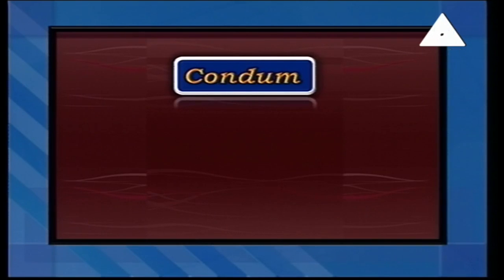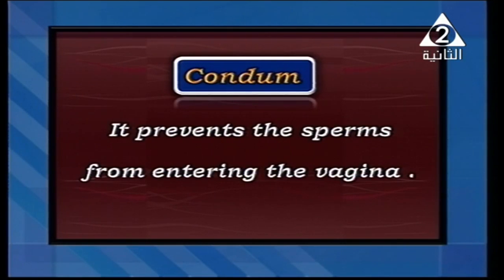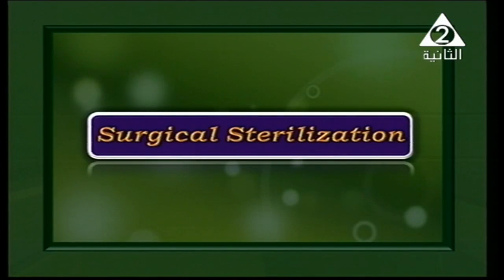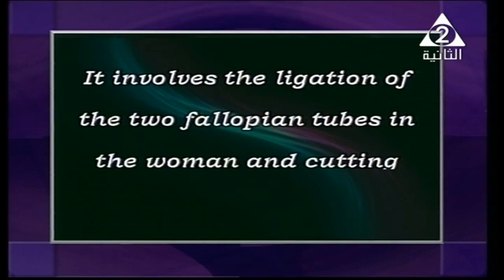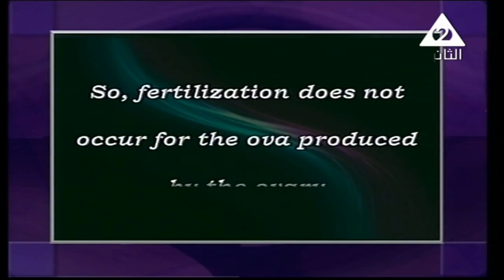The last one is a condom, and it prevents the sperms from entering the vagina. We have also different types like surgical sterilization for male and female. It involves the ligation or tying of the two fallopian tubes in the woman and cutting them, and sometimes we do need to cut them, so fertilization doesn't occur for the ova produced from the ovary.